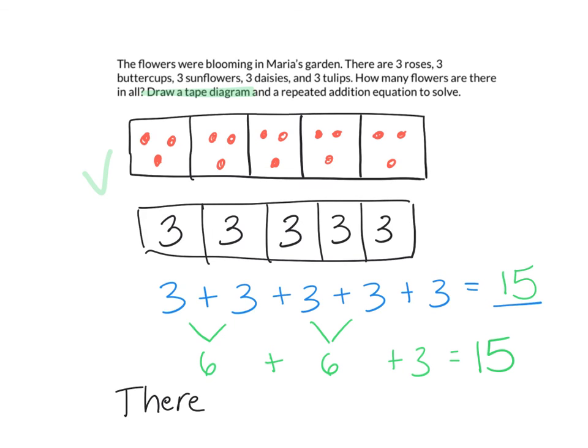There are 15 flowers. Okay? And that would be how you would go about solving the word problem using those strategies. So you just got to double check that you did everything. I did the tape diagram, and I did a repeated addition equation and solved it. Okay? So both parts were finished, and I got the correct answer.